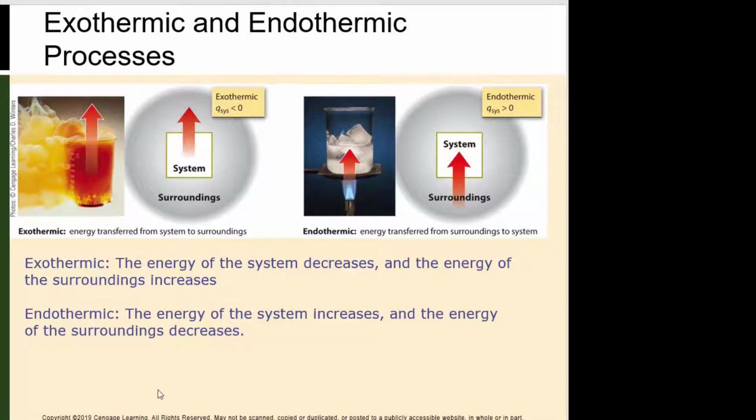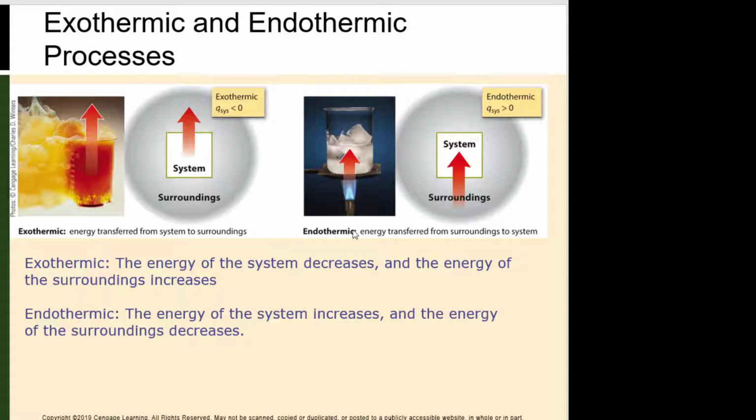To describe those objects that are gaining and losing energy, we can see this. If I have an exothermic reaction, that means energy is transferred from the system to the surroundings. So the energy of the system is decreasing, right? Because energy is leaving the system. The energy of the surroundings increases. So the Q of the system is less than 0. That means it's exothermic.